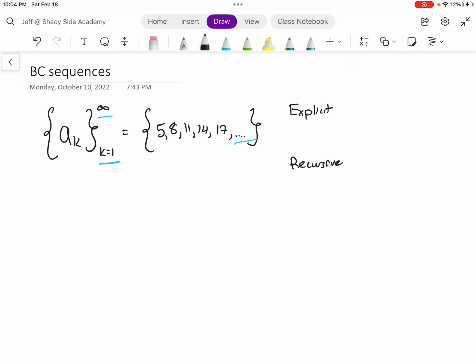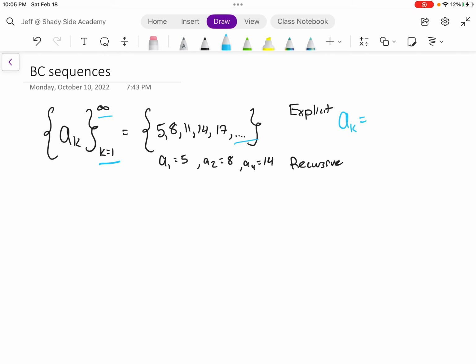Right, so this sequence could have some properties like a sub 1 is 5, a sub 2 is 8, a sub 4 is 14, and so on. And we can come up with explicit and recursive definitions for this sequence. The explicit definition is going to say, I want a rule in terms of n for the nth term of my sequence, or in terms of k for the kth term of my sequence.